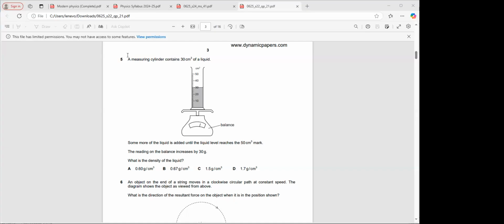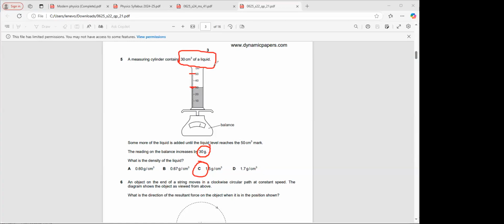Miss, I got C, 1.5, for question 5. Yes, Anna. C option. A measuring cylinder contains this much volume of liquid. So some more of the liquid is added until the level reaches the 50 mark. Reading on the balance increases by 30 gram. What is the density of the liquid?